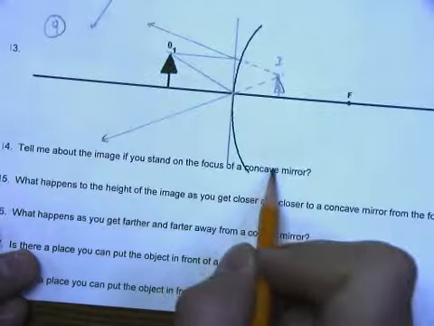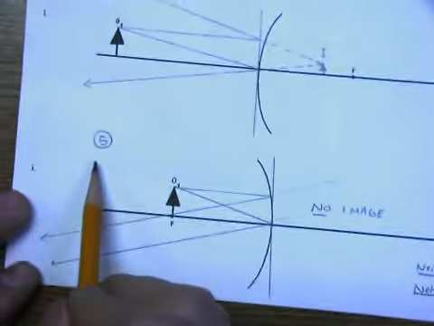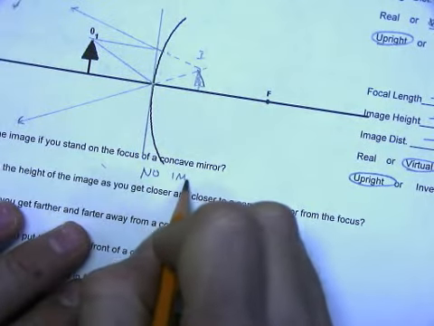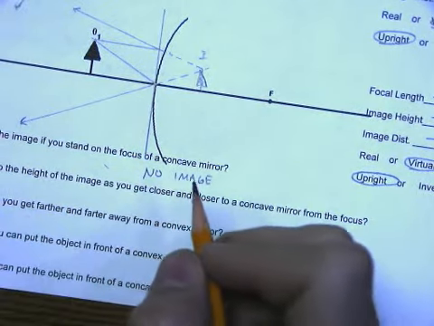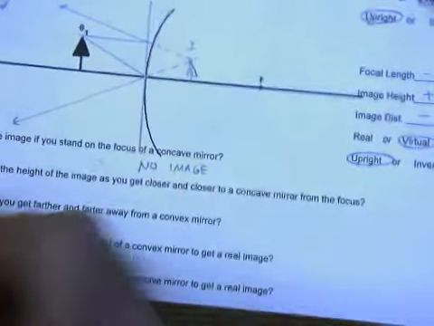Okay, tell me about the image if you stand on the focus of a concave mirror. That's with respect to number 5. When you're standing on it, there's no image. Those rays that reflect neither come together nor go apart, they're parallel.